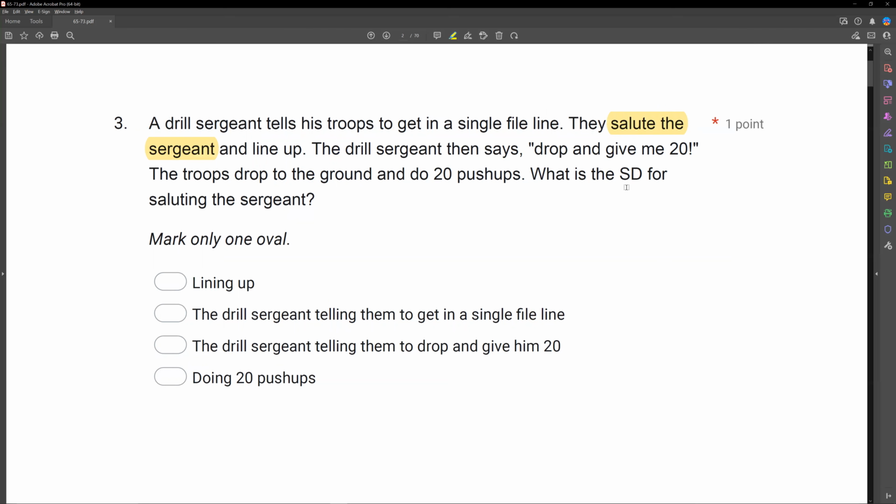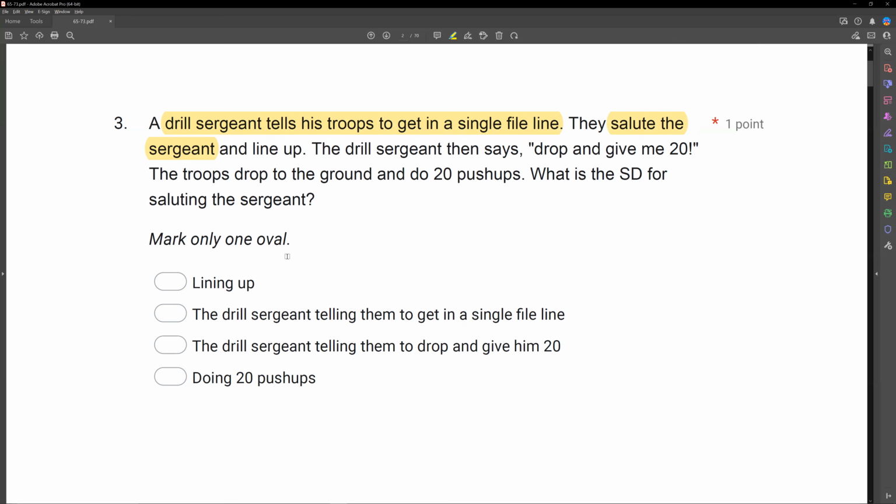Now, the SD is the antecedent. It is the instruction, the command, right? It comes right before the response. And the response is saluting the sergeant. So right before they salute the sergeant, what happens? Well, the drill sergeant tells the troops to get in a single file line. SD, they salute the sergeant, right? And then they line up, then they continue, okay? We're not worried about all this other stuff. We're only worried about saluting the sergeant and the SD. So the SD is this. A drill sergeant tells his troops to get in a single file line.